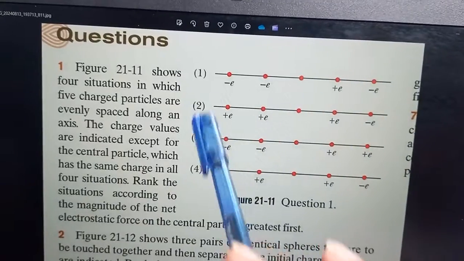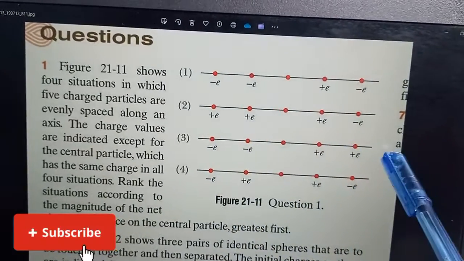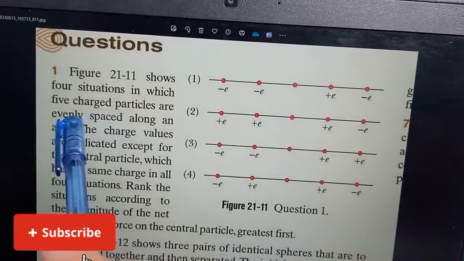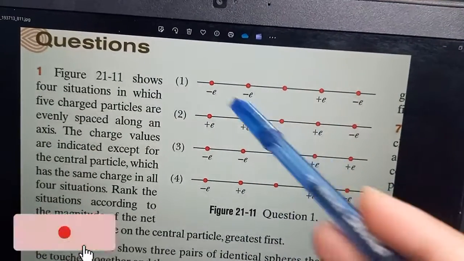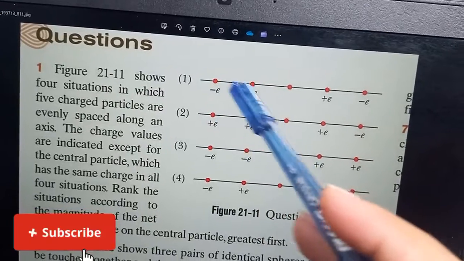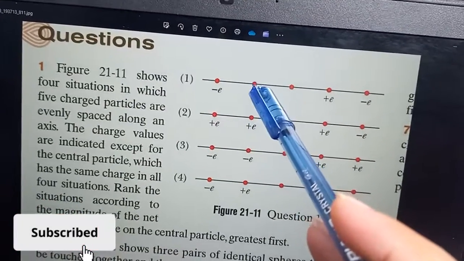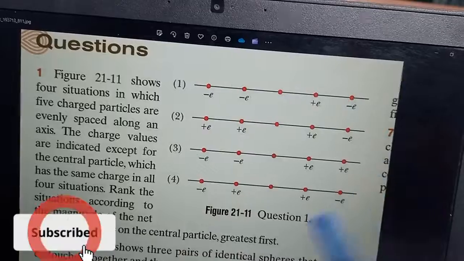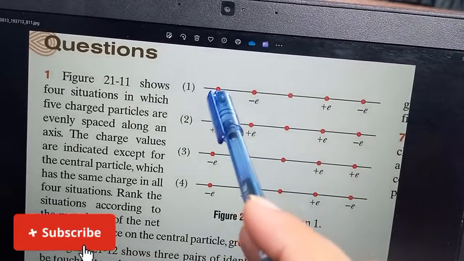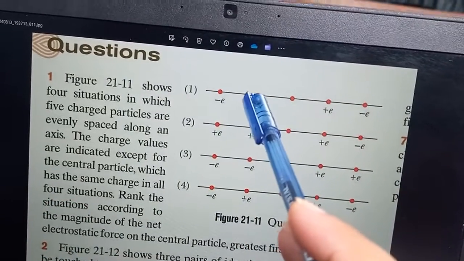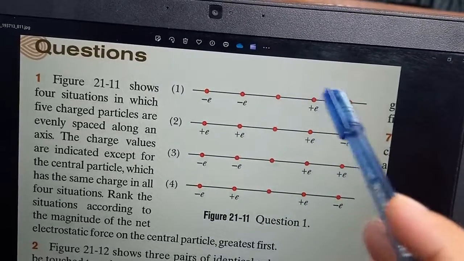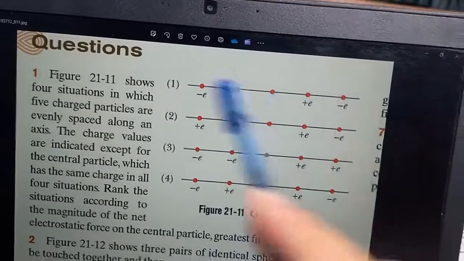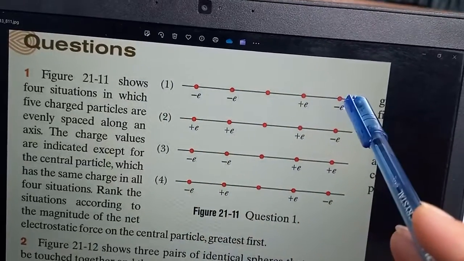You can see these dots are showing the charged particles and they are evenly spaced. Evenly spaced means that the distance between every 2 charged particles is the same, and they're all equal. Like the distance between these 2 charged particles is d, the distance between these 2 is d, the distance between these 2 is d, the distance between these 2 is d as well. The charged particles have equal distance.